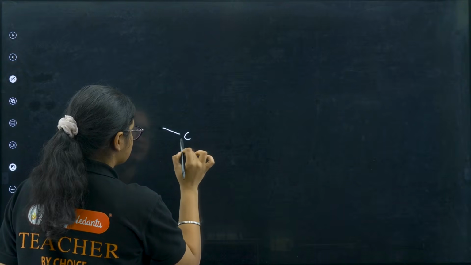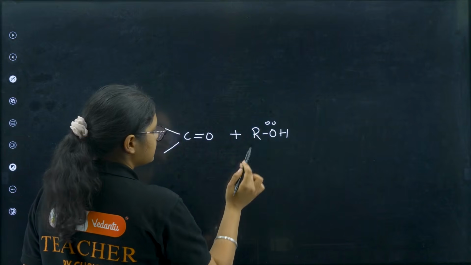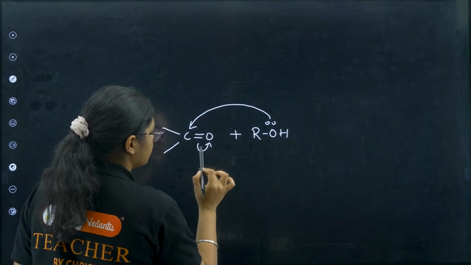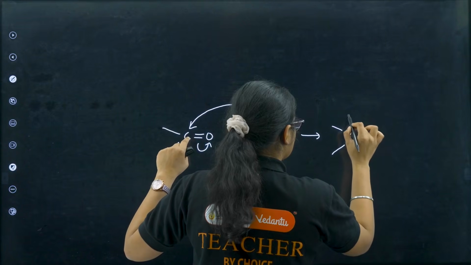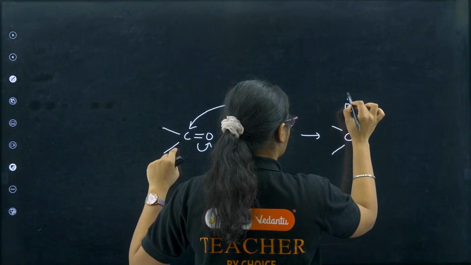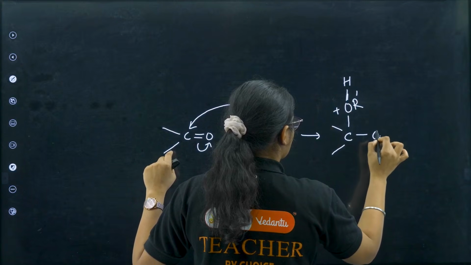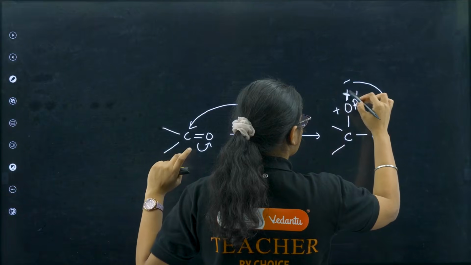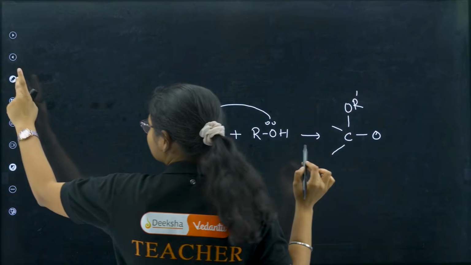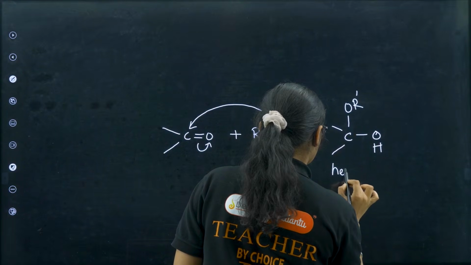Now if I show you addition of alcohol, you can see this is carbonyl group, and I am adding one alcohol group. So what is happening here, this is the lone pair, this will attack here, this bond will shift here. So we get C, then here you have OR dash and you have O minus here, this one abstracts this H. So finally we get OR and OH. Now this part is called hemiacetal.